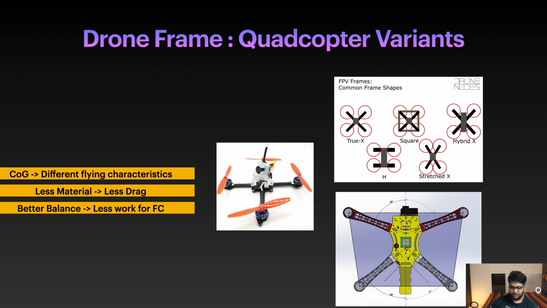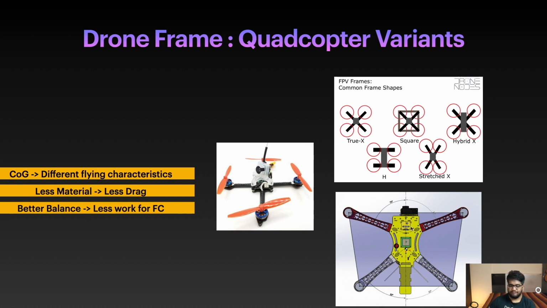But the downside is you will lose some stability. It's not a perfectly X. The center of gravity is way off, and the flight controller will have to do more work. You will have a very hard time tuning it or making it stable. So that is the overall trade-off. So you need to decide.